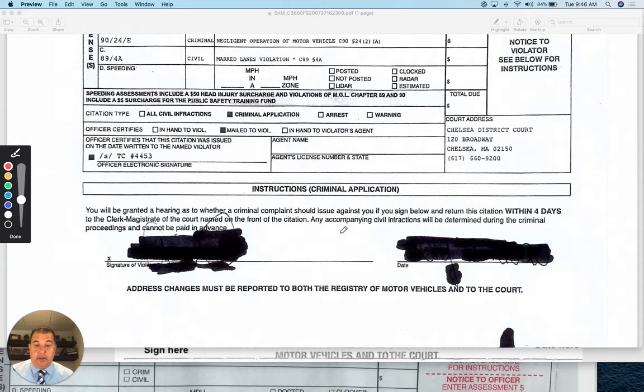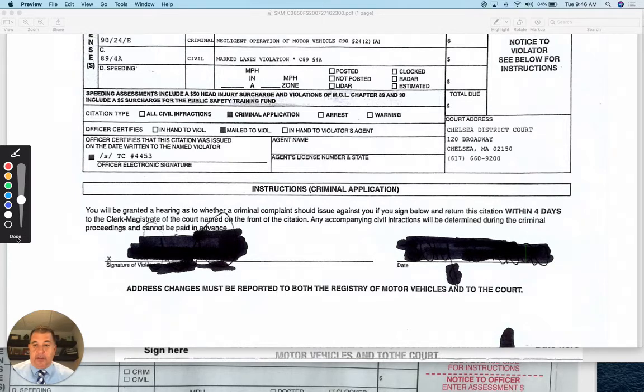There's nothing printed on the back. And the instructions are only the instructions for the type of violation you got. So in many ways, it's actually much simpler for this type of ticket. So if you get this type of ticket, don't get confused.